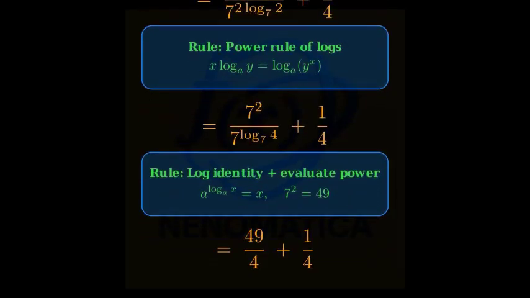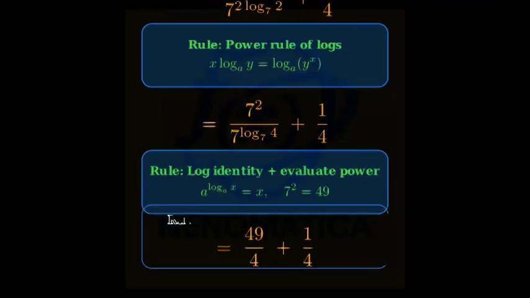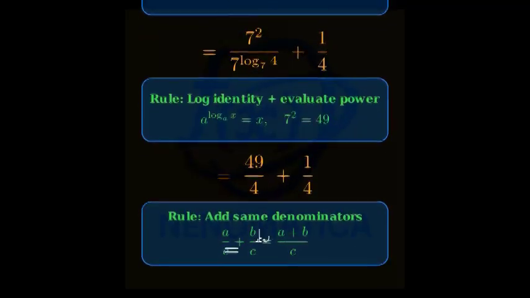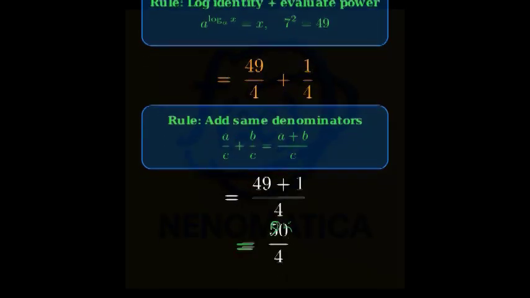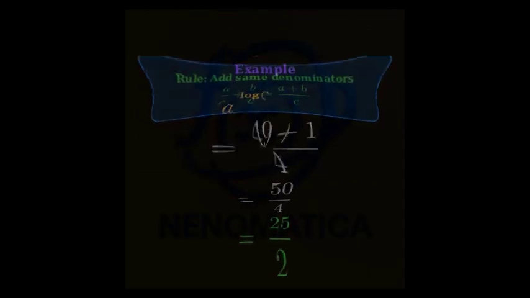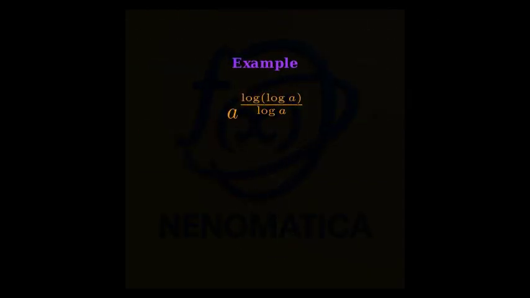Step 6. Add the fractions with a common denominator of 4. Getting 50 over 4, and simplify to 25 over 2. Show the fraction addition rule. Add the numerators. Reduce the fraction to its simplest form. Finally, present the answer. Let's display the example and the target expression.